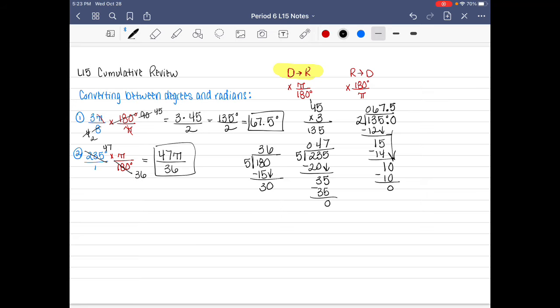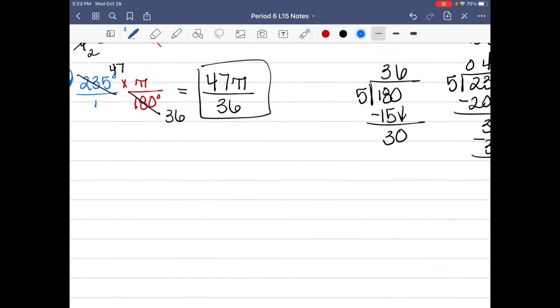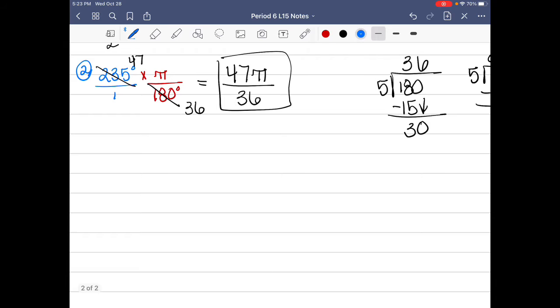The next thing we talked about after converting between degrees and radians that was super important was writing an angle in standard position. At this point, I would ask, does anybody remember the 2 key points of writing an angle in standard position? And the first key point was vertex at the origin. And that origin is 0, 0.